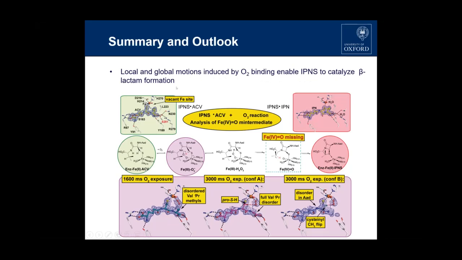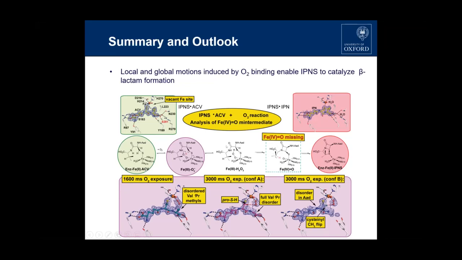To summarize everything, we saw that local and global motions induced by O2 binding enable IPNS to catalyze this beta-lactam formation. We are working on trying to trap these key intermediates. We have achieved now the substrate complex at room temperature. We have achieved the product complex, and we also achieved the O2 complexes. And we are still working on the iron 4 oxygen intermediates.